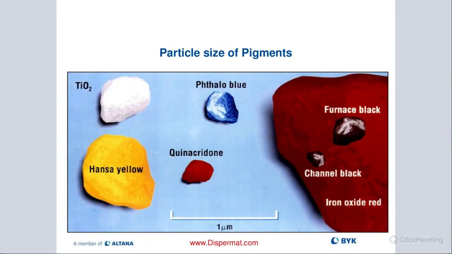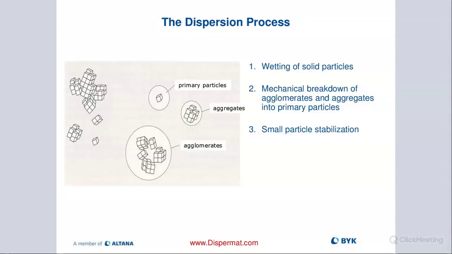So here's just a slide showing you different types of pigments, what that looks like under a microscope. And ideally, we want to get down to primary particle size for the best optimum results. I really like this slide. It shows you visually what we're talking about when we talk about these agglomerates and aggregates.